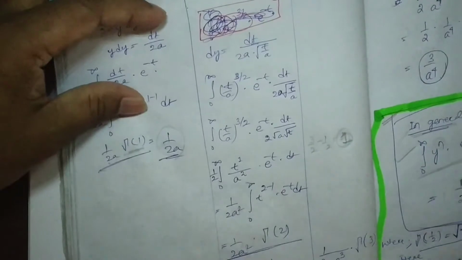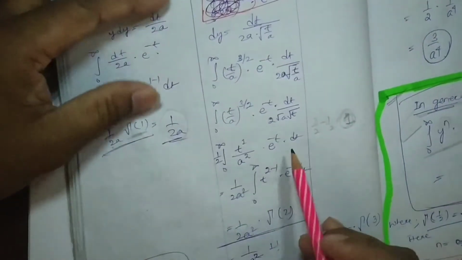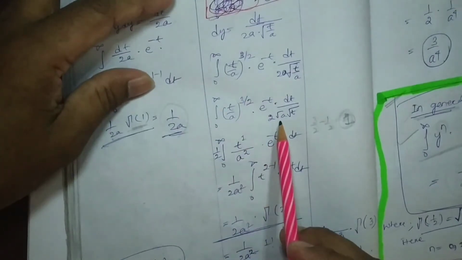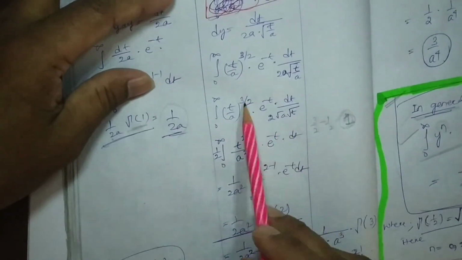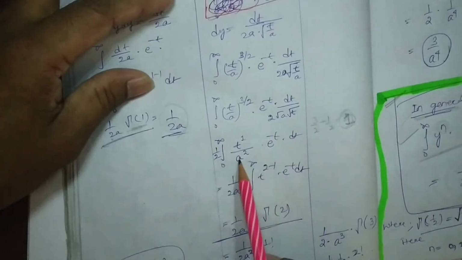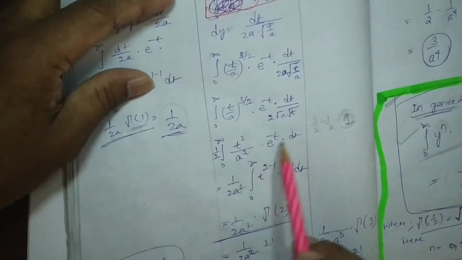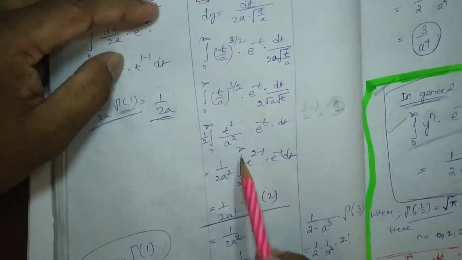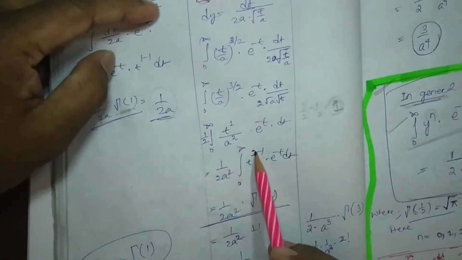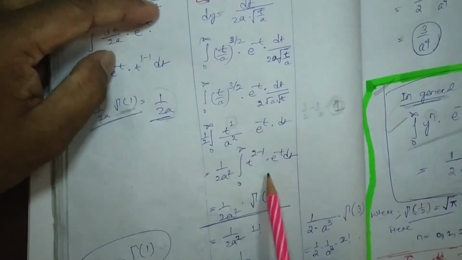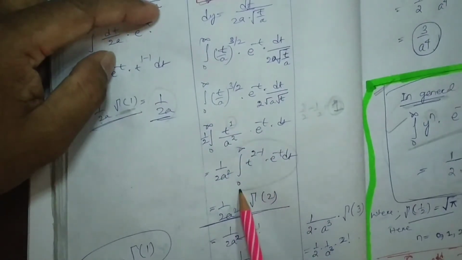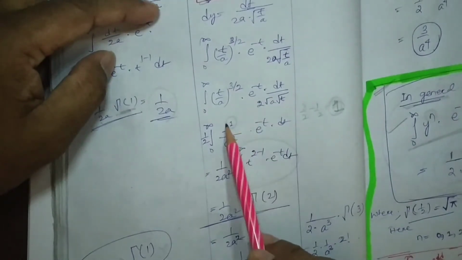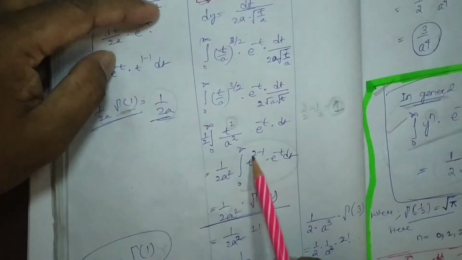Because see, this is a to the power 3 by 2 plus 1 by 2. 3 by 2 plus 1 by 2 will be a to the power 4 by 2, which is a square, into e to the power minus t dt. Simple things. So it will be 1 by 2a square into the integral from 0 to infinity of t to the power 1. I am going to write it in the form of a gamma function, e to the power minus t to the power n minus 1. So t to the power 1 can be written as t to the power 2 minus 1.